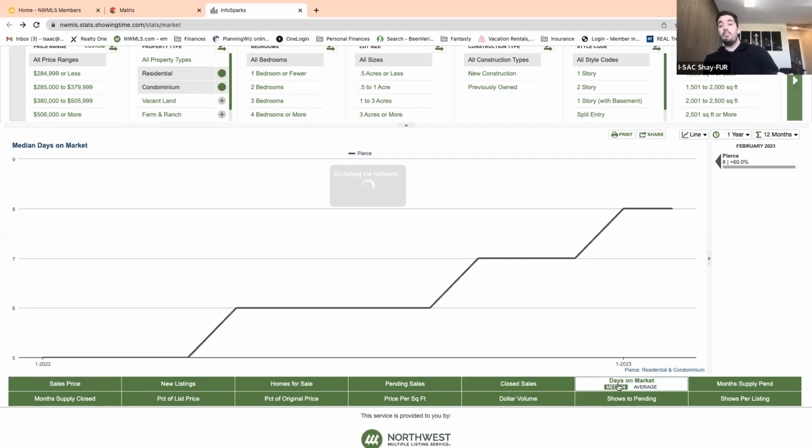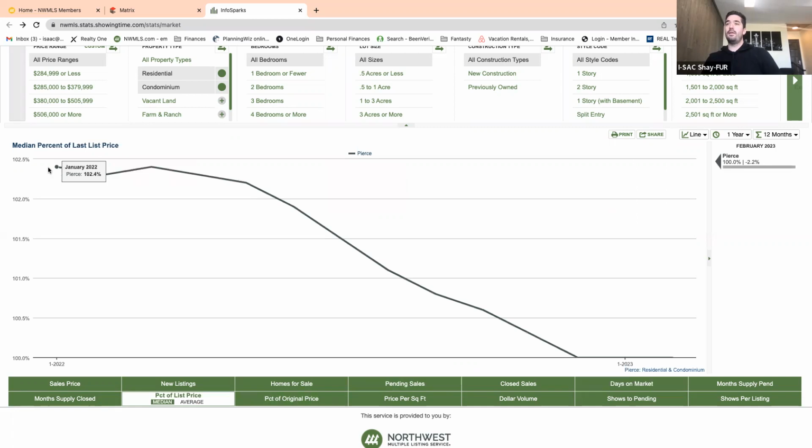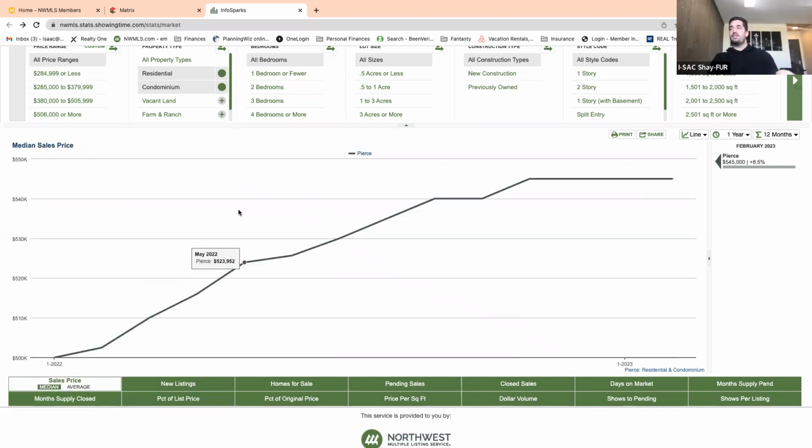Days on market has gone up. We're seeing percent of list price, meaning it was selling at roughly 102%, and now we're selling at about 100% of list price. If you look at those numbers and read the news, you might think, oh, it's a bad time to sell. But if we go to this metric here, we actually see that the market is up 8.5% over last year. That's still growing like 0.8% or 0.7% a month.